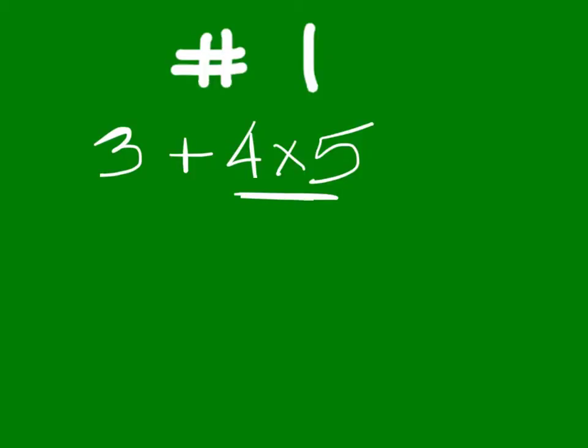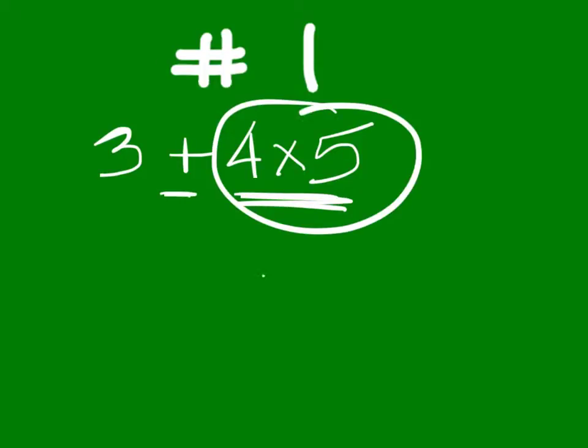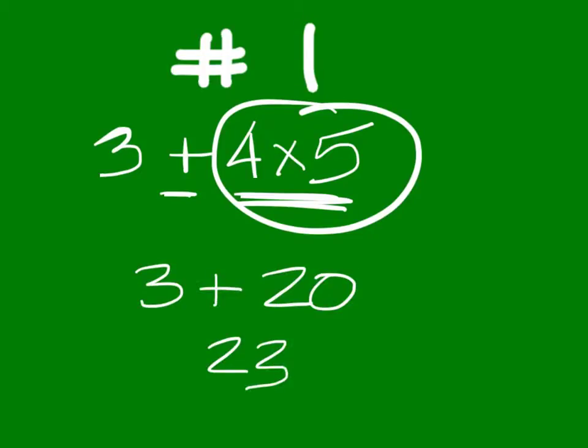Alright, warm up number 1. You have to do multiplication before you do addition. So you have to do 4 times 5 is 20, and then add the 3 and get 23.